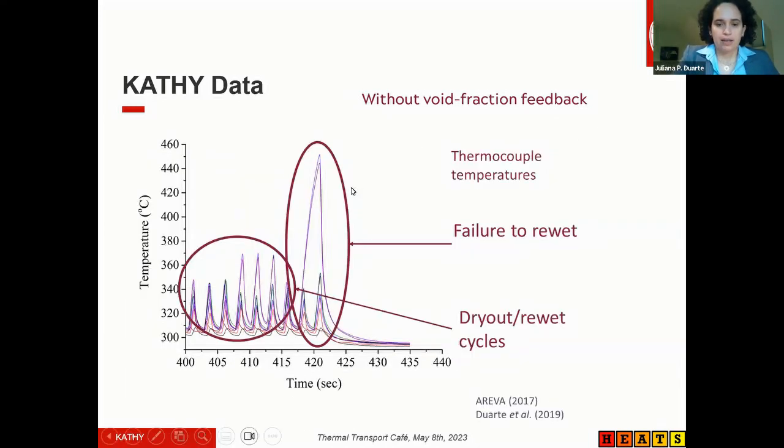This just highlights what we mean by the fail to rewet. You can see the dry out and rewets occurring before the event, and at some point one or more thermocouples experience a temperature increase that is much higher than the other oscillations. Even with the mass flow rate going up at about 420 seconds, the temperature of the rod still keeps going up. Then the power is decreased at this point and the data is recorded.